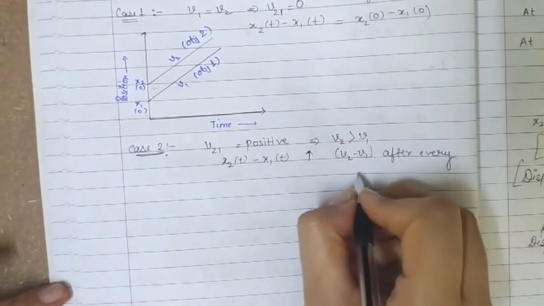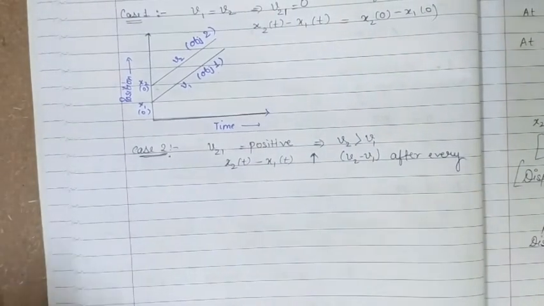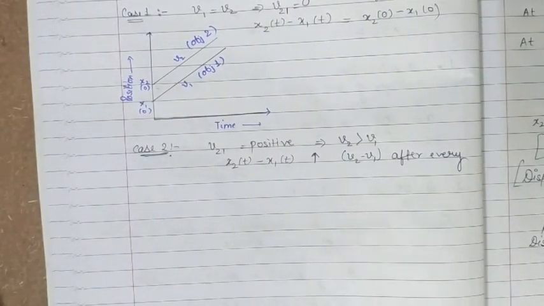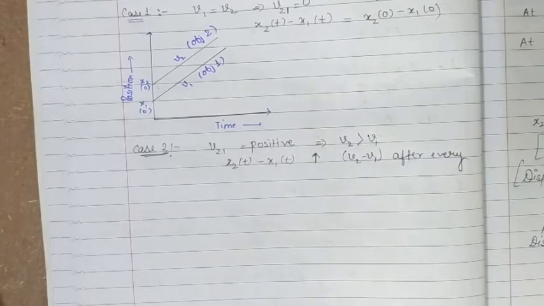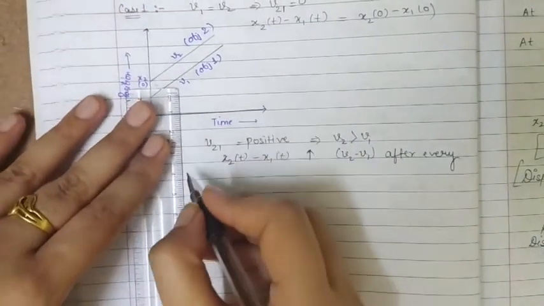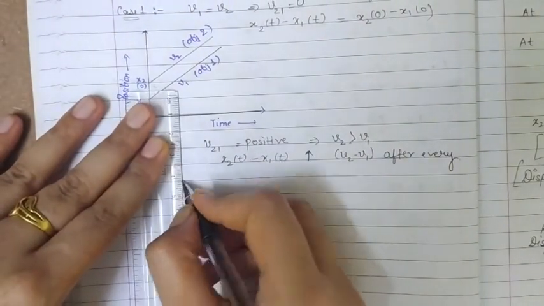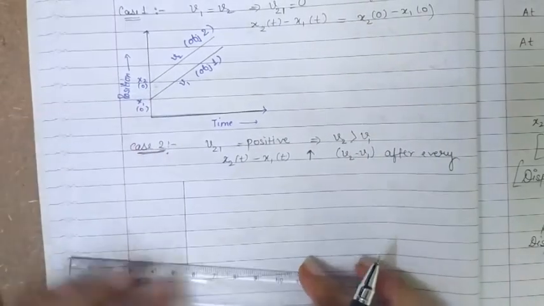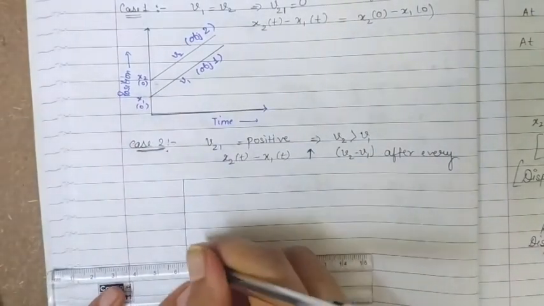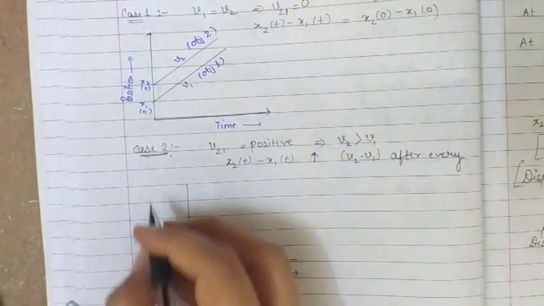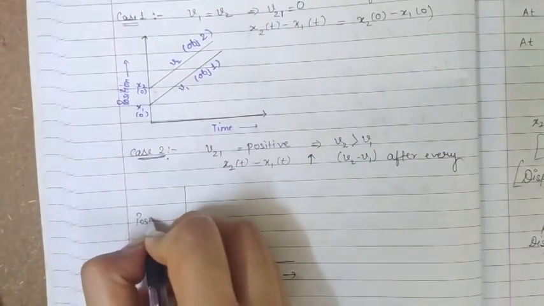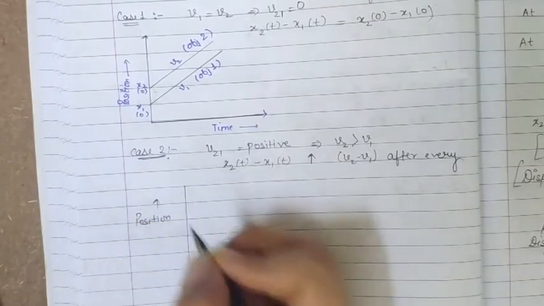If we put t equal to 1, then this relative displacement, or the separation between the two, increases by the amount v2 minus v1 after every second. So in this case, the position-time graph we get will have two lines, one for object 1 and the other for object 2, but these lines are gradually moving apart from each other. Let's see how we can make this.